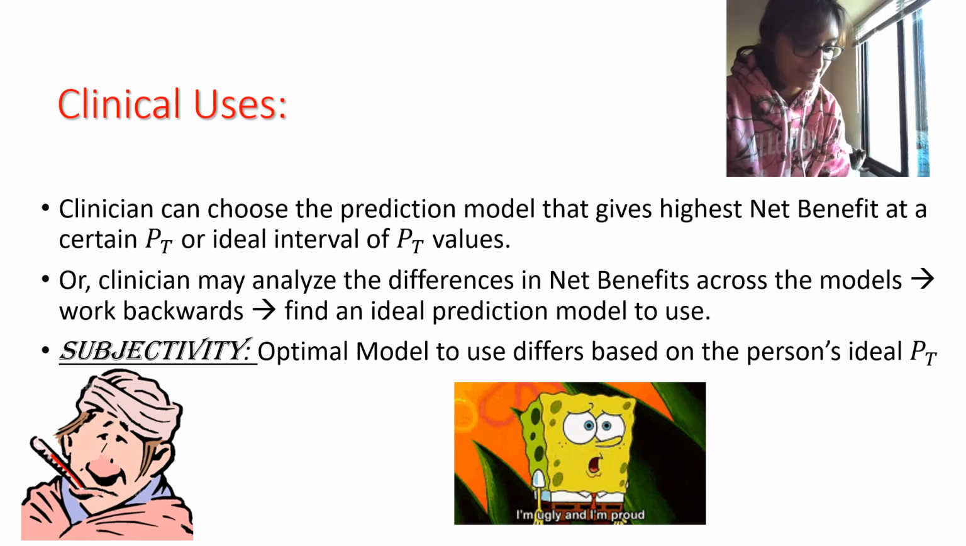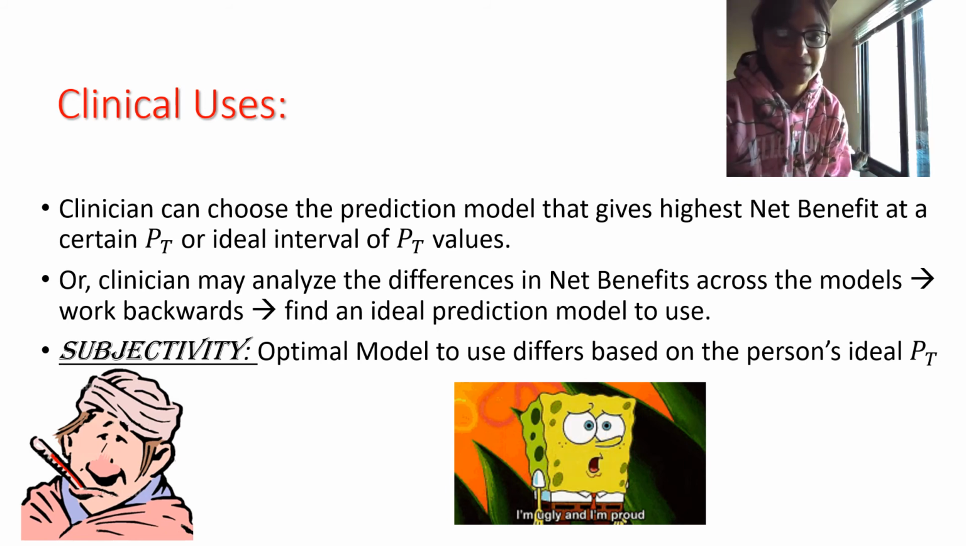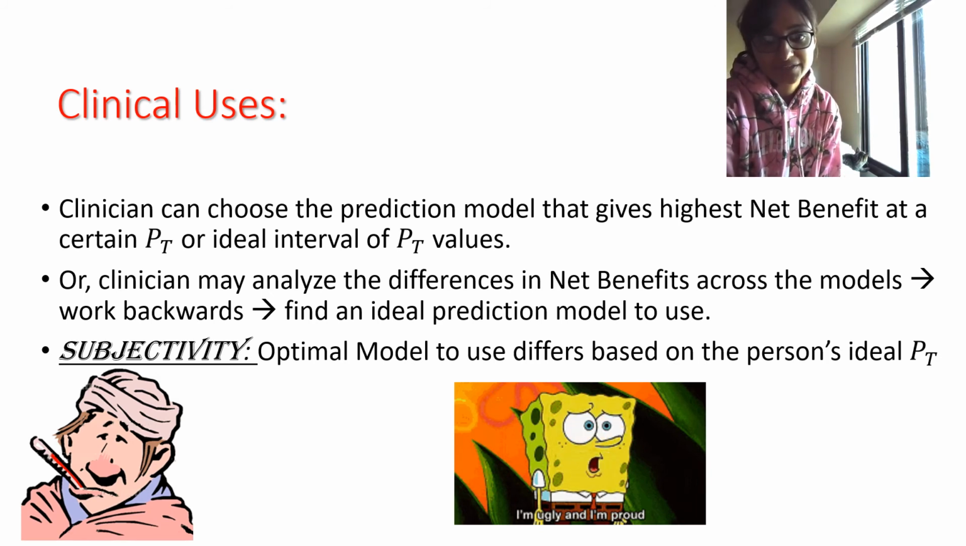So you can use it either way. Either just look at the decision curve, see which one is optimal for many different probability thresholds and choose that one. Or if you already have a probability threshold in mind, just use that and see which model gives you the highest net benefit. And it's subjective because the optimal model you'll come up with might really differ based on your ideal probability threshold or range of thresholds.